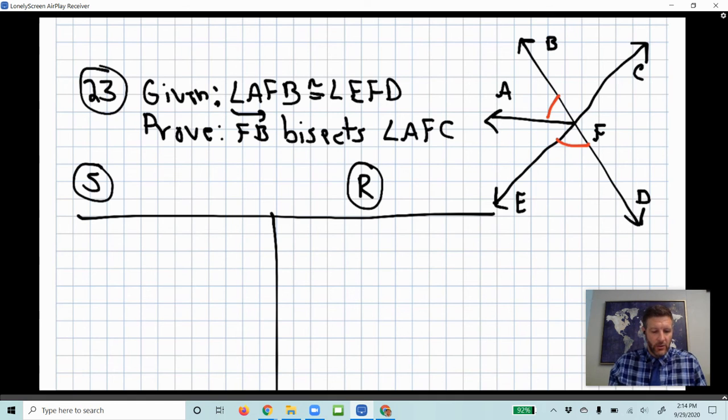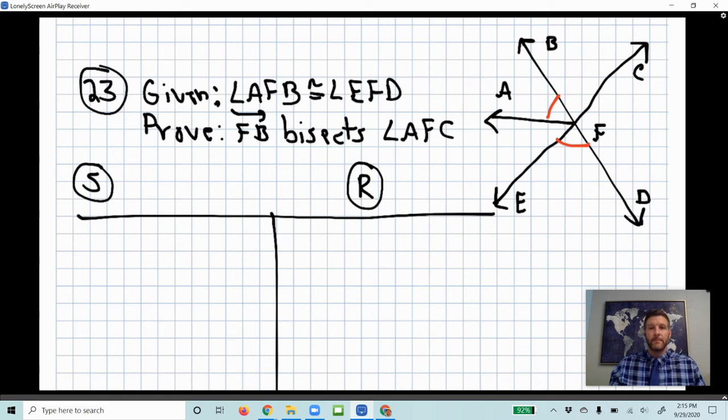It says given angle AFB is congruent to EFD. And so we can see that that's already marked here. AFB is right there. EFD is right there. And so that's what those red marks mean. They actually put that in the drawing for you. So those are congruent. Now we have to prove that FB, so this line here, bisects AFC. So we need to prove that that is right down the middle and cutting AFC in half.